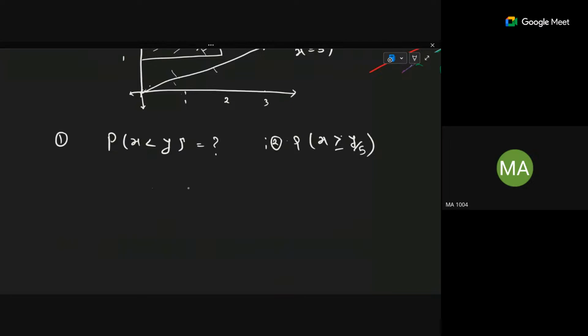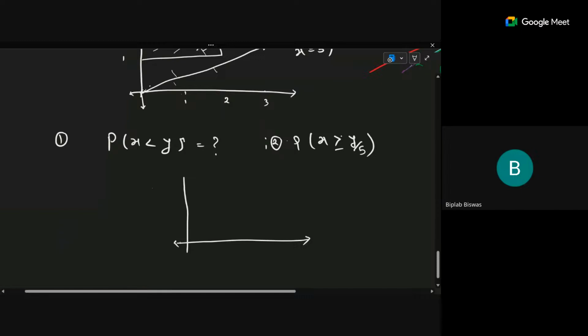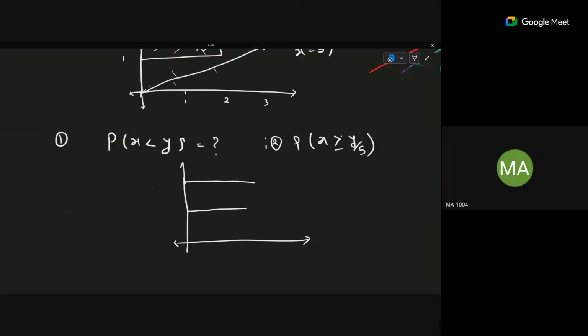Then it is half, 1 by 2. Is it fine? Yeah, correct. Okay, there is one option, 1 by 2. Any other answer you got? For the question, probability x less than y, ma'am? Its answer is 1. Okay, another answer, 1. Anything else? 3 by 4, ma'am. 3 by 4. Anything else?